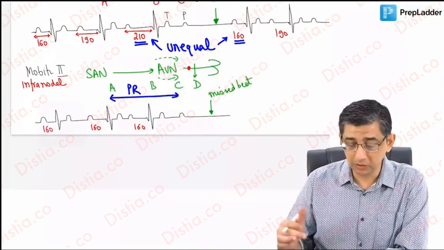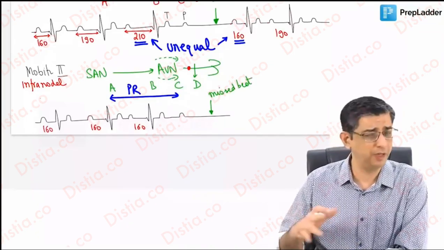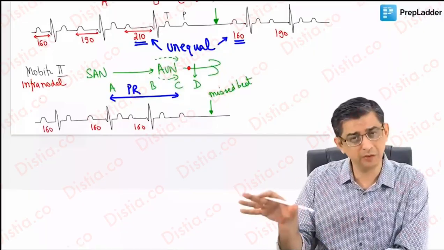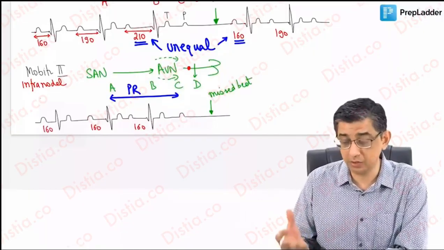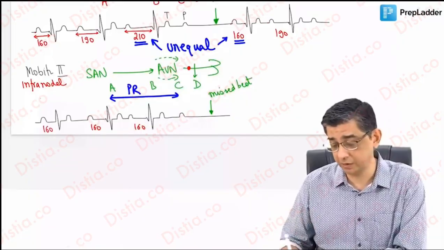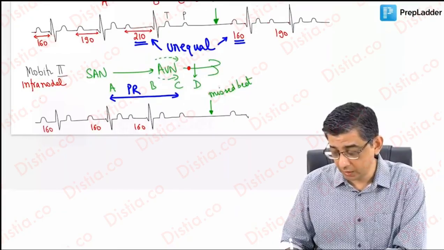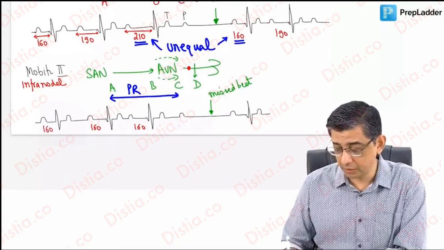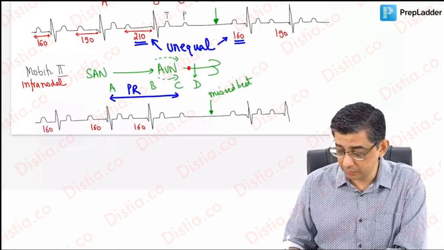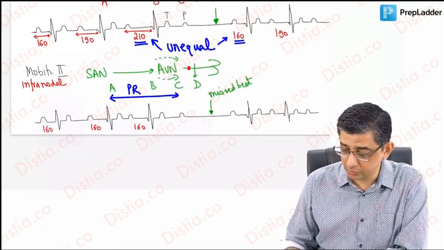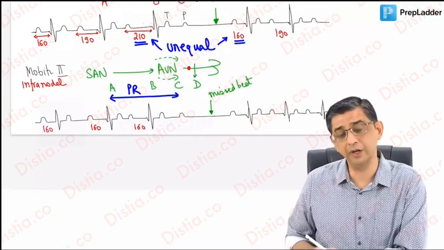In between, because the bundle of His is exhibiting a very erratic behavior, sometimes it conducts, but sometimes it's not conducting. So because of this, there would be a sudden dropped beat occurring in this patient. And then once again, the rhythm will be reset. You will notice that if you look at the PR interval after the missed beat, it would be 160. And now there is absolutely no problem going on till the pattern reoccurs.